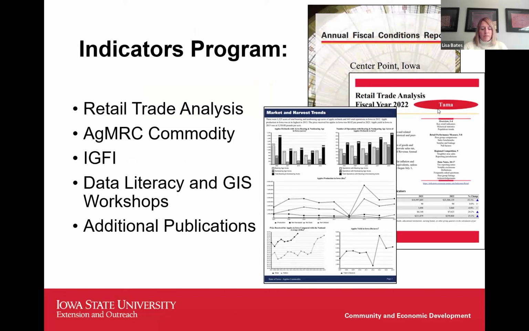Also within the Indicators program, we have other types of reports and analysis. We have such things as the retail trade analysis. We have our AgMark commodity reports with one of our teams in the food safety and food systems group that looks at those commodities in the state. We also have the IGFI, which is the Iowa Government Finance Initiative. It really looks at local government finance, community, and economic development issues. And we have various other publications and reports that really show data trends, analysis for various data topics across the state of Iowa.